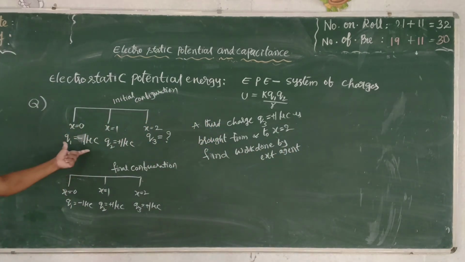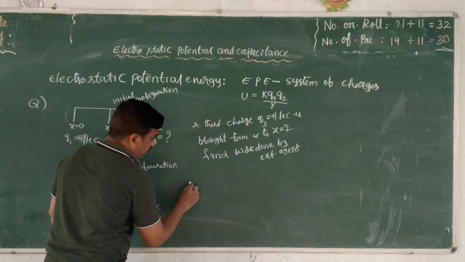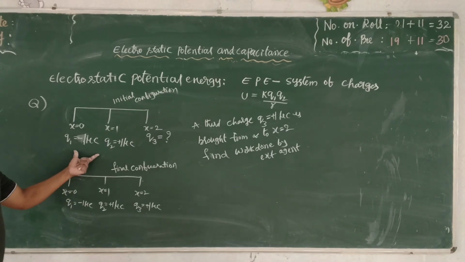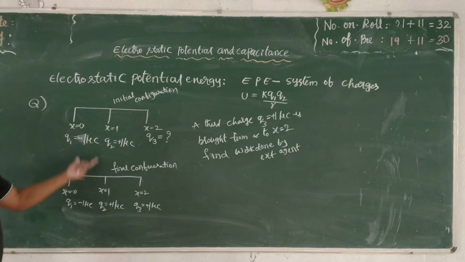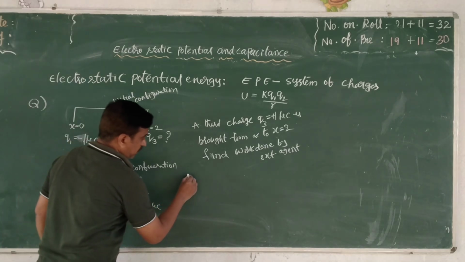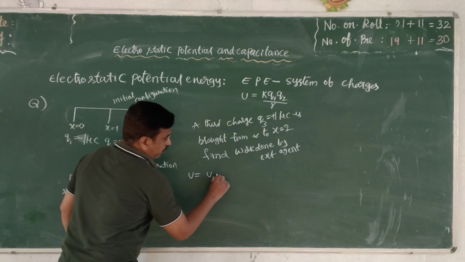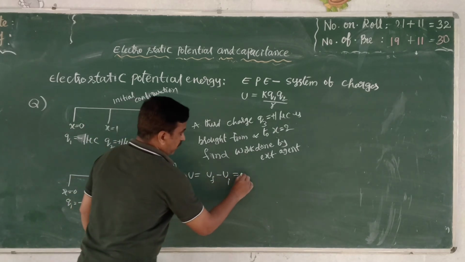Here, this is the initial configuration and this is the final configuration. For arranging this configuration, we have to do some work. What is that work done, or the potential energy, that we want to find out? For that, we take the potential in the final configuration minus the potential in the initial configuration. So we can write U equal to U final minus U initial. What is U final?